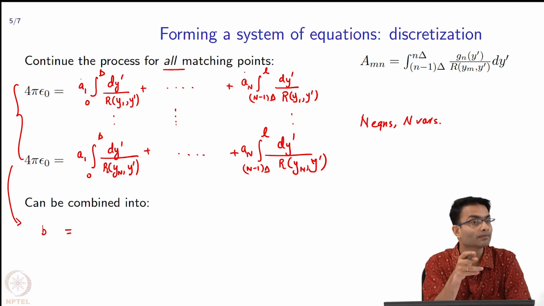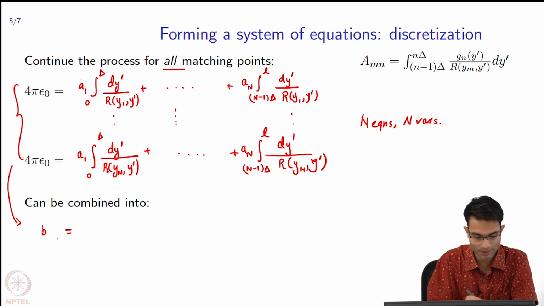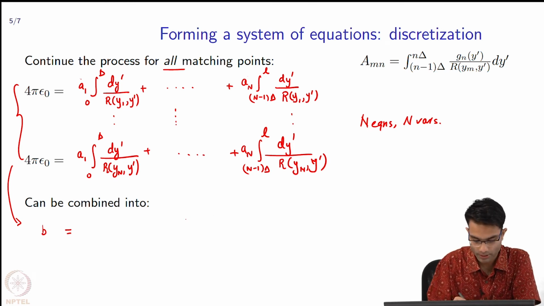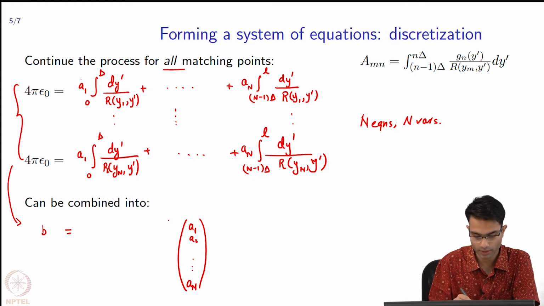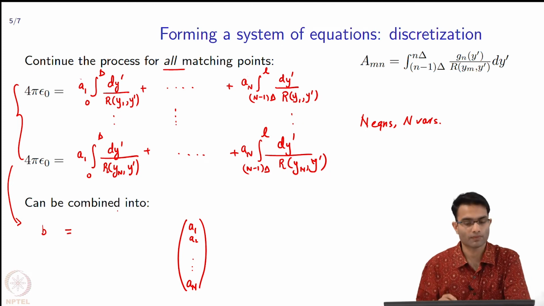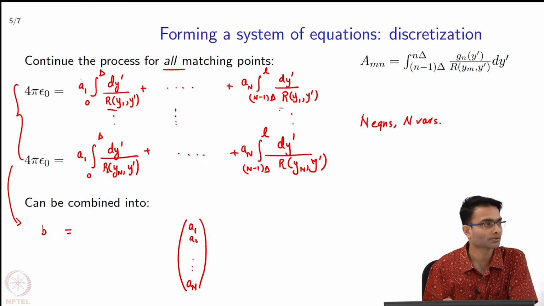The column vector will be A's. A's will be the column vector. So, I can see this will be a column vector over here. That will be a1, a2 all the way up to an. Okay. The first row of this will be what? These terms, right? This integral, all of this, and there is a pattern to this.